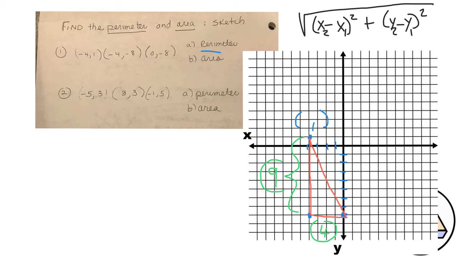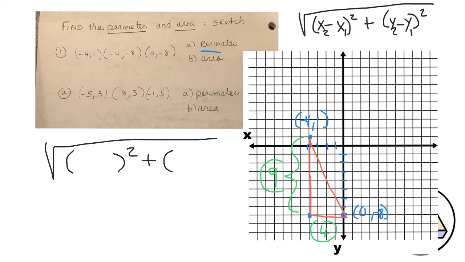And the coordinates of that point are negative 4, comma 1. Forgive the messiness, and this one is 0, comma negative 8. So we're going to use the distance formula for that, and that would be negative 4. Doesn't matter which one you start with, but there's going to be negative 4 and 0, and there's going to be 1 minus, parentheses, negative 8.